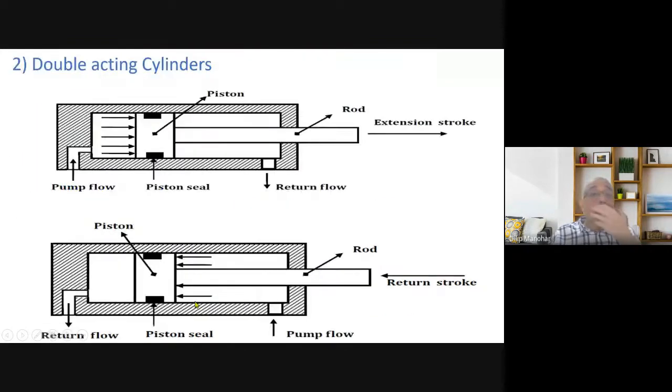In the double acting cylinder, the ports are connected on both sides, A and B, and on both sides there is fluid. There is a construction here. The piston is fitted with a piston seal for sealing the liquid from A to B. That means liquid on this side should not go to the other side. It's sealed by the piston seal. Similarly, in the rod also there is a seal. We'll see it in the detailed design.